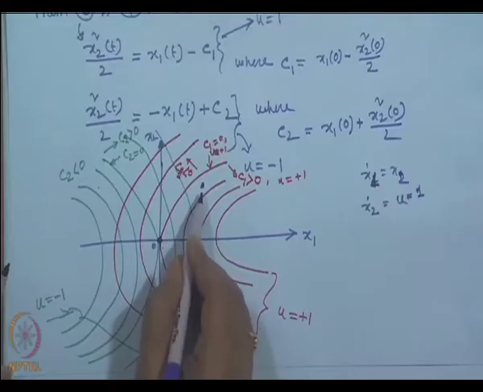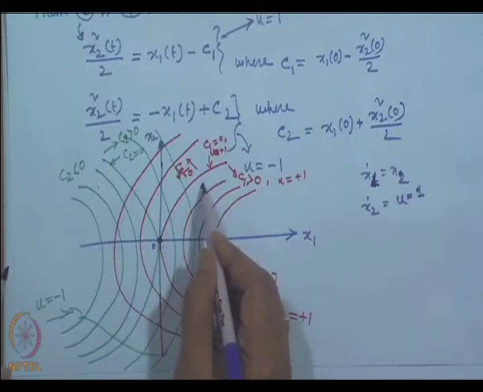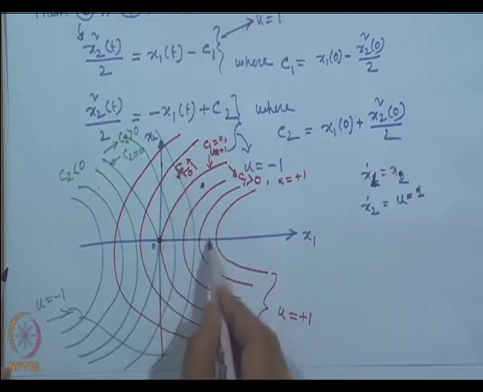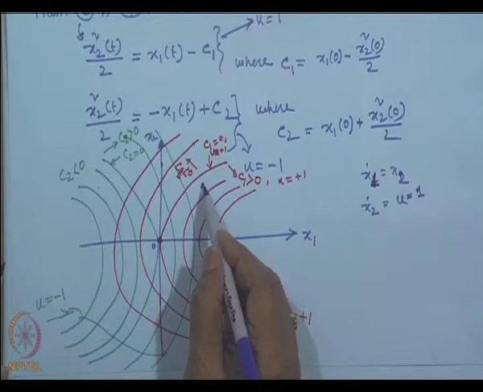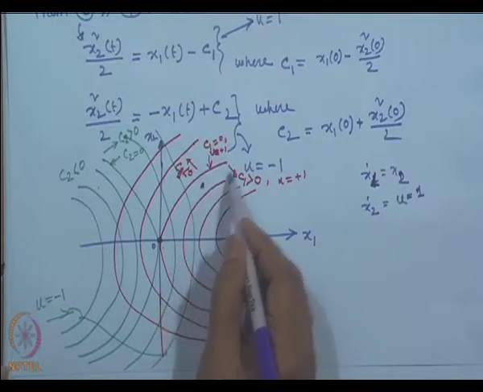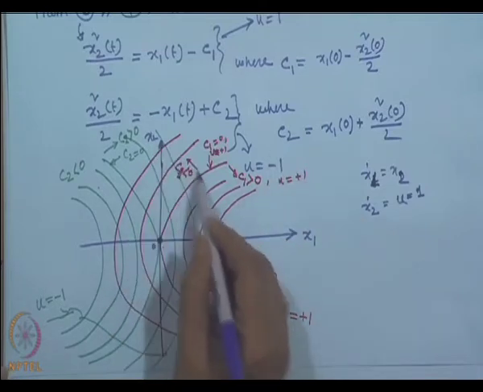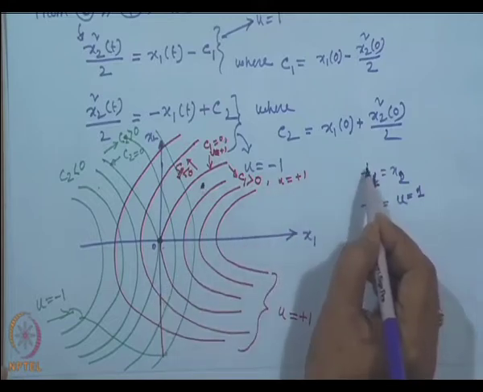x1 will increase, because its derivative is positive. x1 is increased, that means it will go this way. As I told you, it can be on the red colored parabola or the green colored parabola. If it lies on the red colored parabola, it should increase, agree? So it is going away from the origin. But if it is on the green parabola, x1 dot is positive.